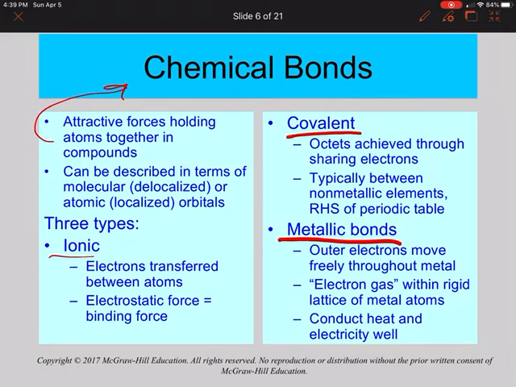So basically, what you need to know about chemical bonds, this is sort of the definition of a chemical bond, is that it's an attractive force that's holding atoms together in compounds. And it can be described in terms of molecular or atomic. The first one that we want to talk about is ionic, where electrons are transferred between atoms and they have an electrostatic force.